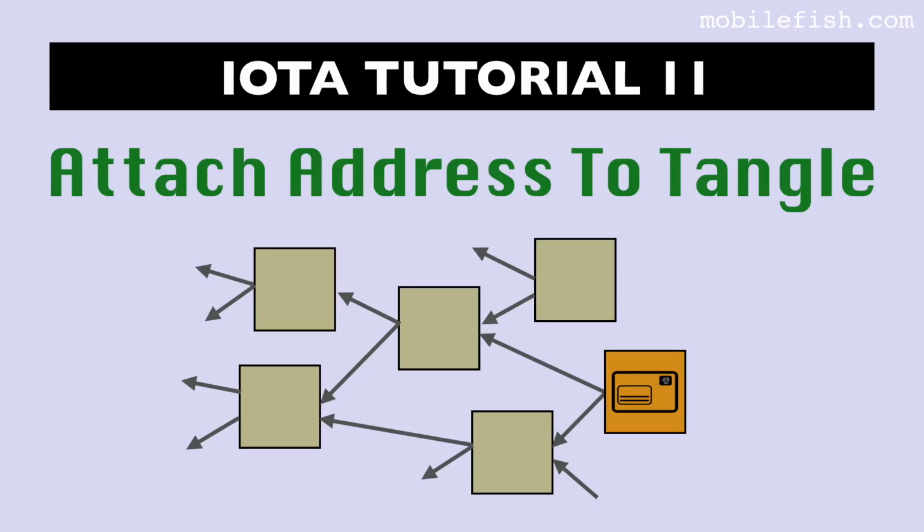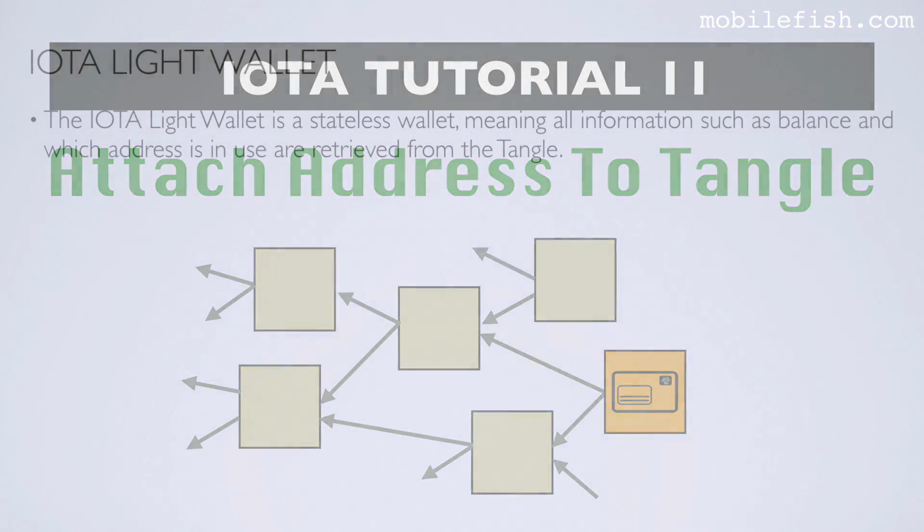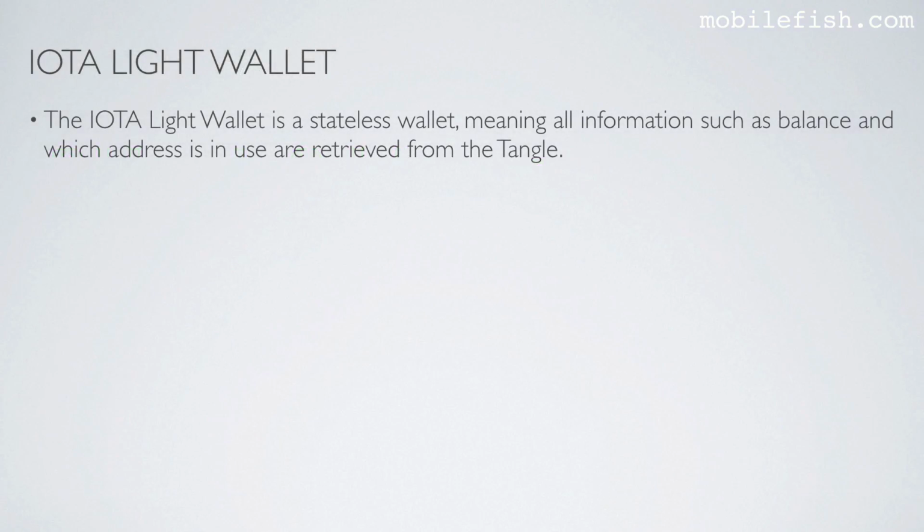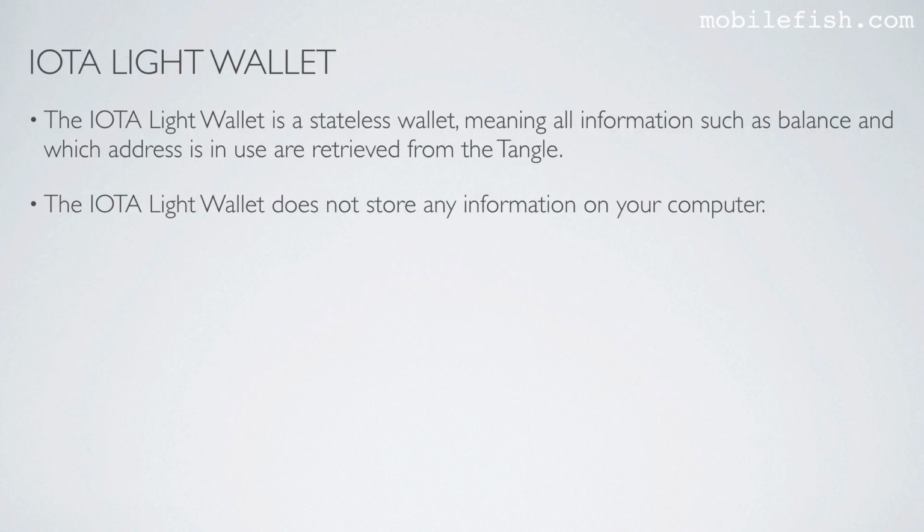In this video, I will explain what the purpose is of attach address to Tangle. The IOTA Light Wallet is a stateless wallet, meaning all information, such as balance and which address is in use, are retrieved from the Tangle. The IOTA Light Wallet does not store any information on your computer.